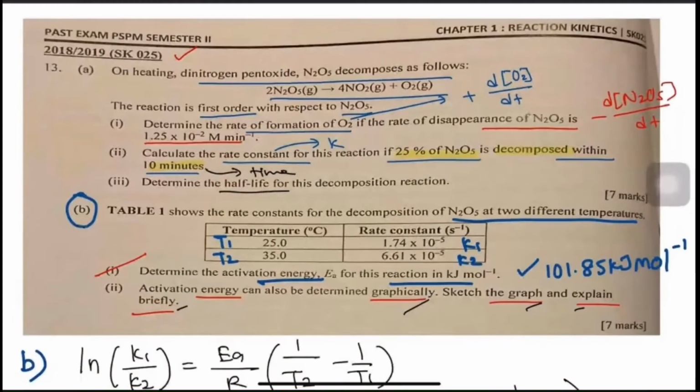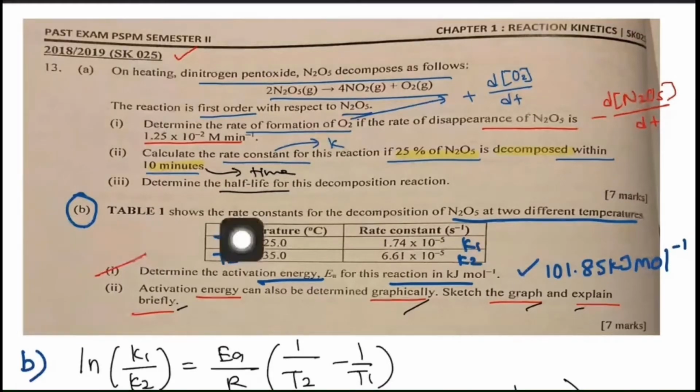Okay, right, let's get started. So, question 13 is on course year 2018-2019. So we have 13A and 13B. I'm going to start off by doing 13B first, okay, because this is the latest information that we learned.